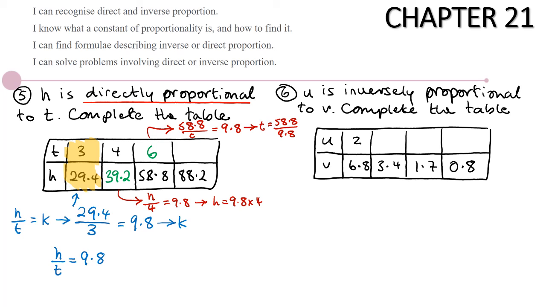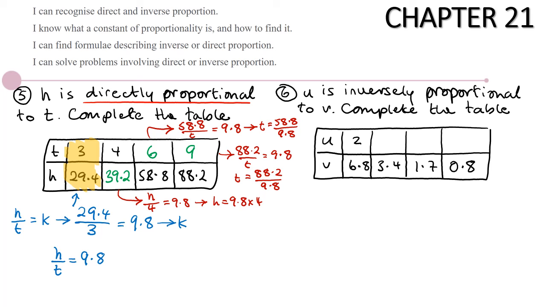And then the last one here that goes in that box. So I'm trying to find t. So I've got h, 88.2, divided by t is 9.8 again. Again, when I rearrange that, I'll get t equals 88.2 divided by 9.8. So I've left out a step of the rearranging. And 88.2 divided by 9.8, I get exactly 9. Okay, so that's the direct proportion.